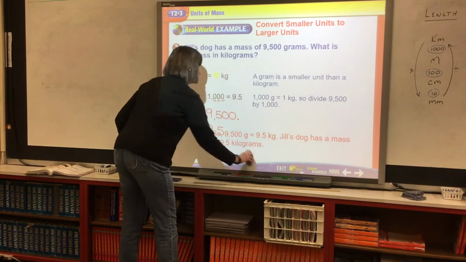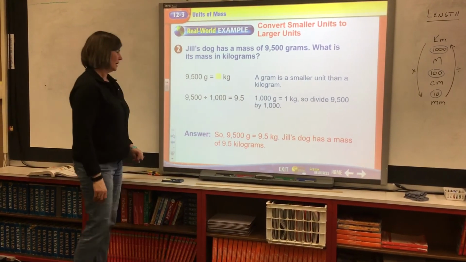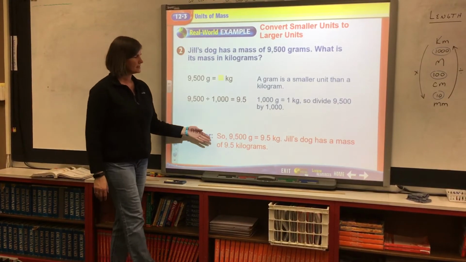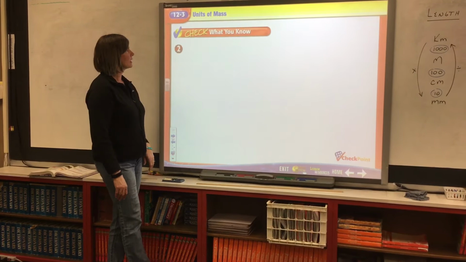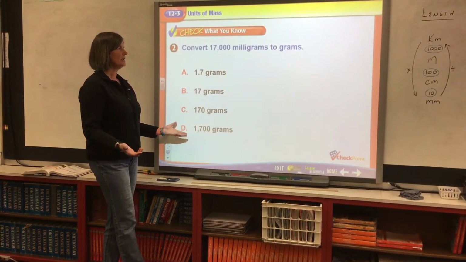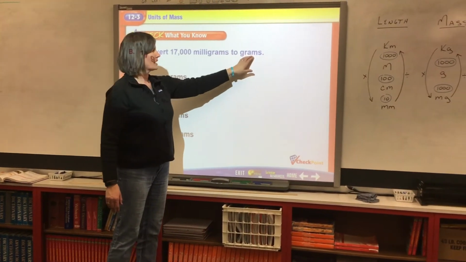So 9,000, or kilograms, excuse me, 9.5 kilograms. All right, so 9,500 grams is equivalent to 9.5 kilograms. All right, so we can do the same thing here, except now we're going from milligrams to grams.